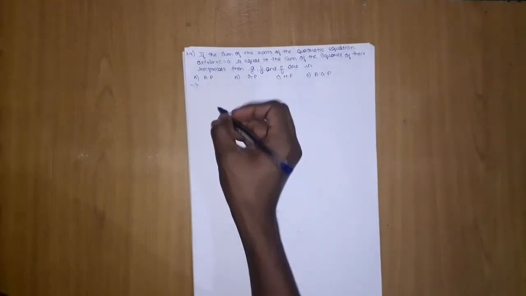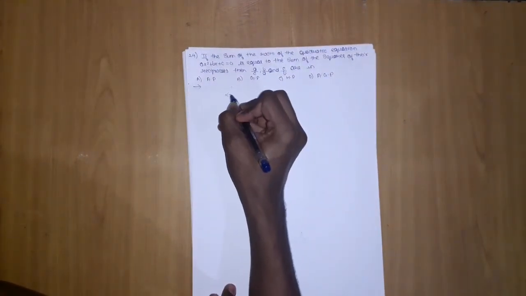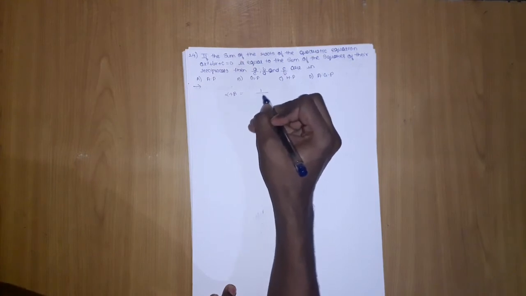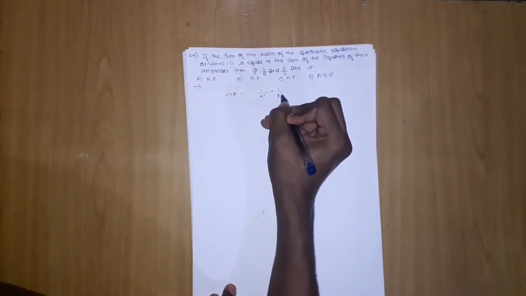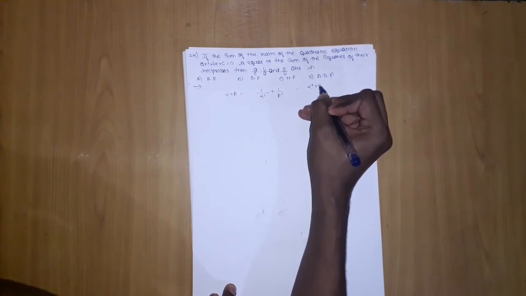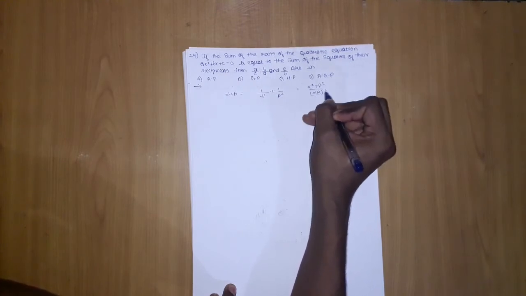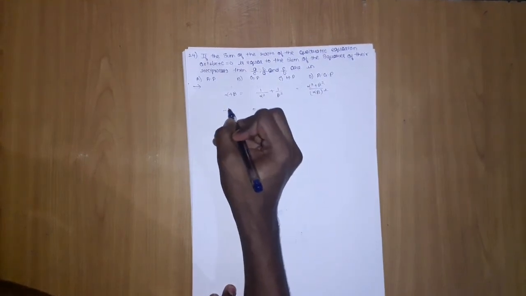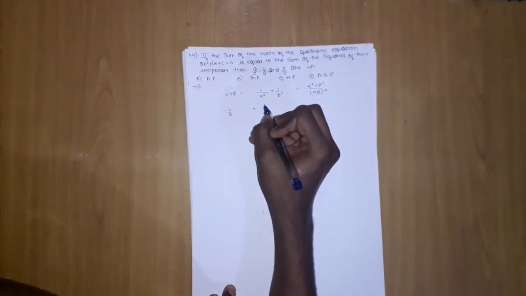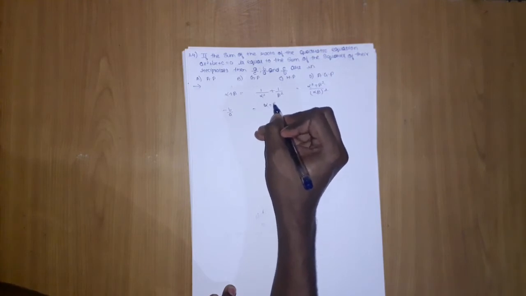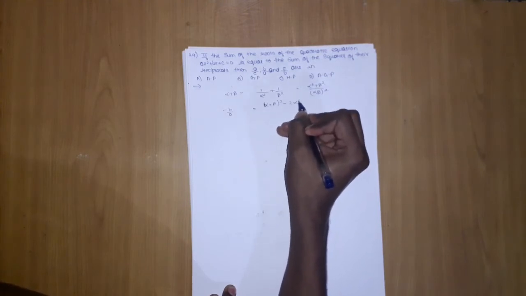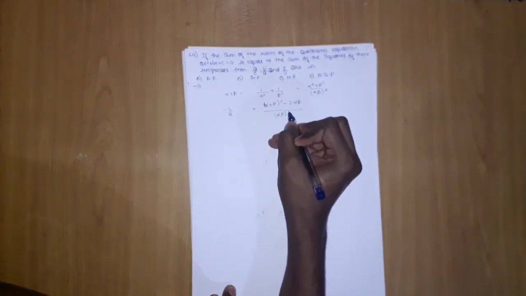Okay, now if the sum of the roots of the quadratic equation ax square plus bx plus c equal to 0 is equal to the sum of the squares of their reciprocals. Okay, so it is telling the sum of the roots, means alpha plus beta is equal to the sum of the squares of the reciprocals, means this. Which will further be simplified as alpha plus beta the whole square minus 2 alpha into beta, the whole upon alpha into beta the whole square, right? Let's put the values. Here it will be minus b by a.